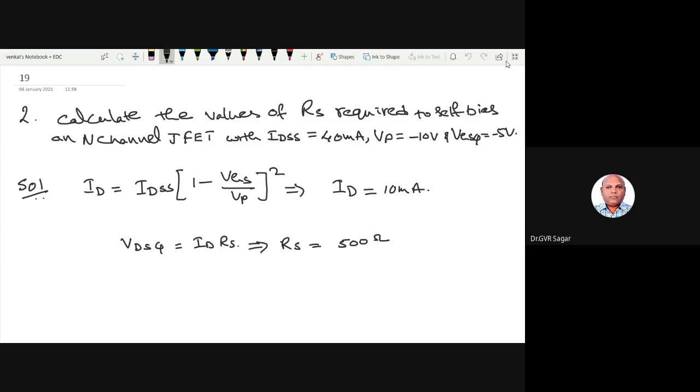Right? A fixed amount of current flows at the pinch-off region. So the voltage at which this occurs is called the pinch-off voltage, -10 volts. This is the gate voltage. When I apply VGS of -10 volts, the pinch-off region is reached.